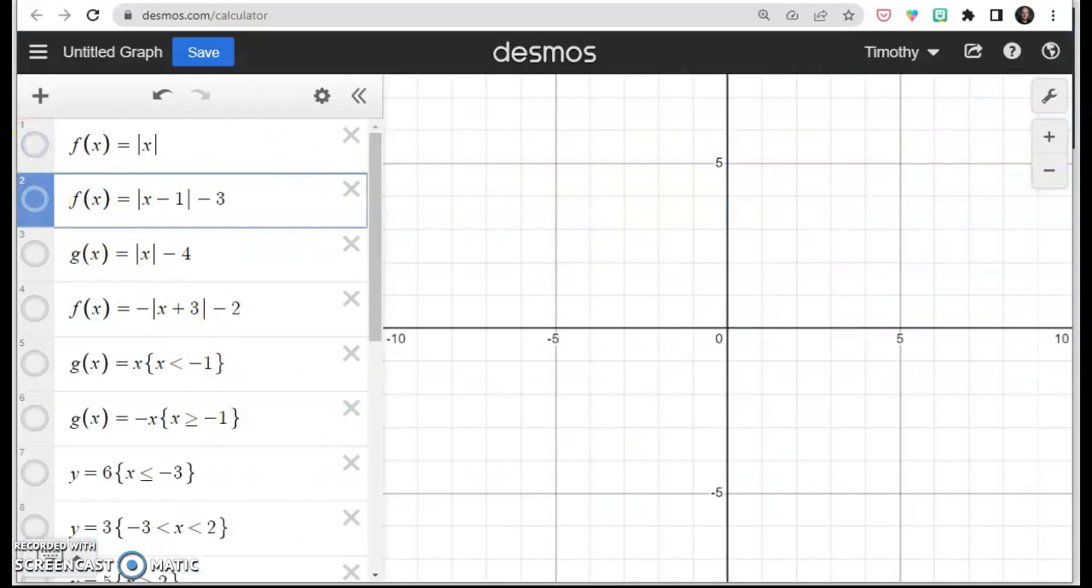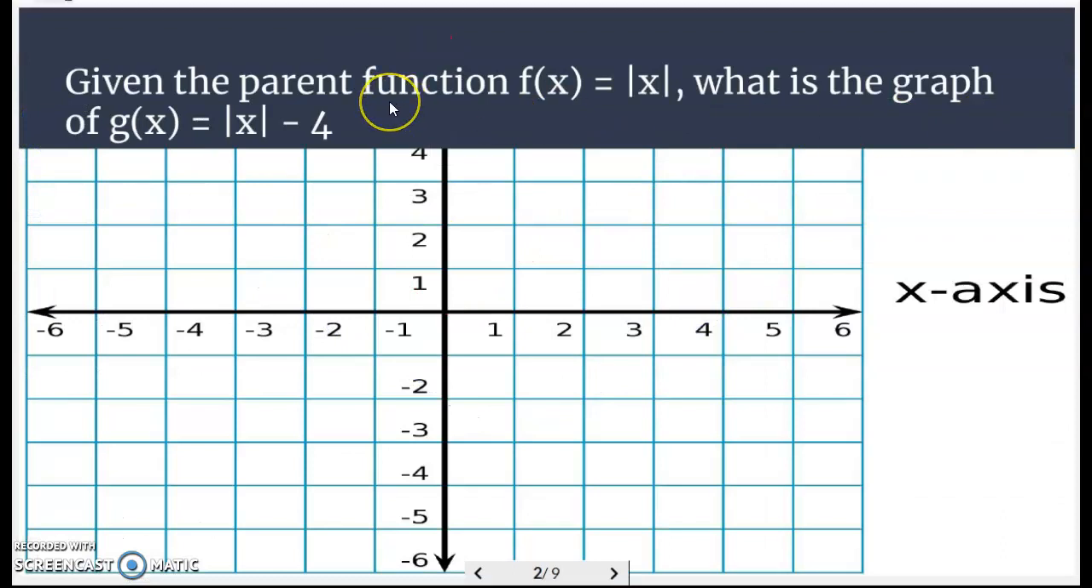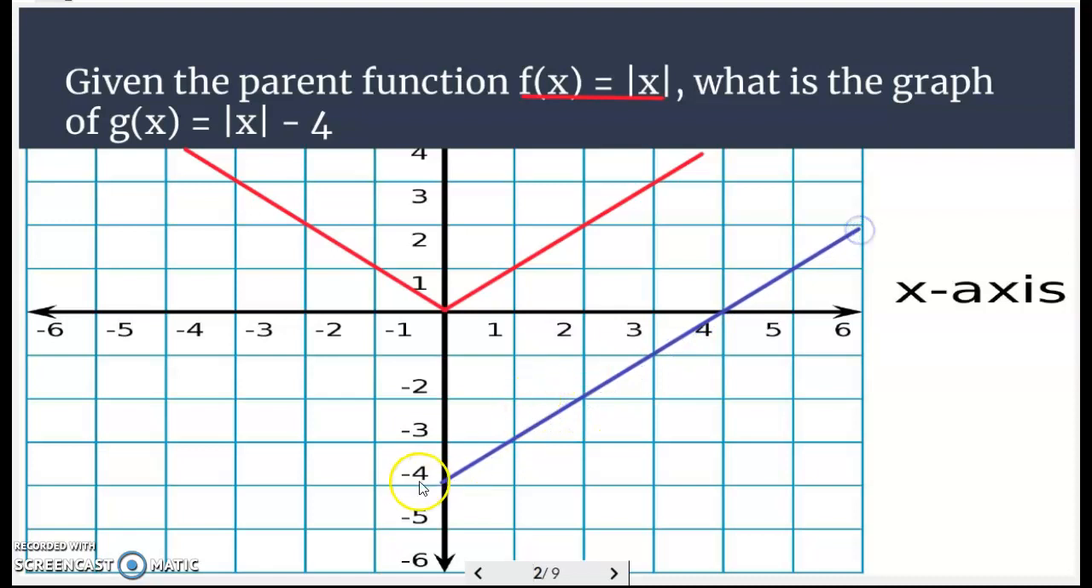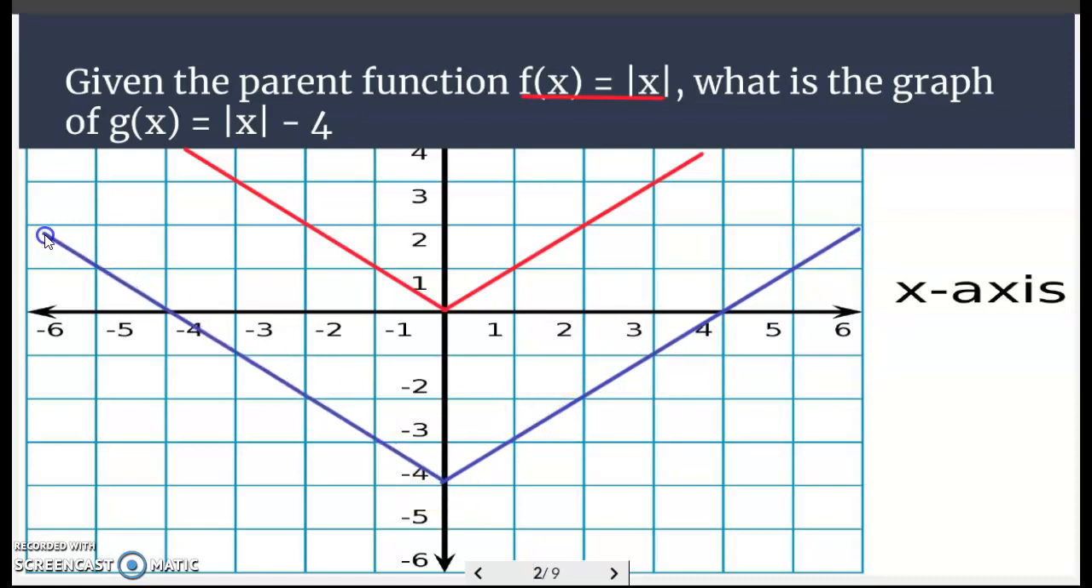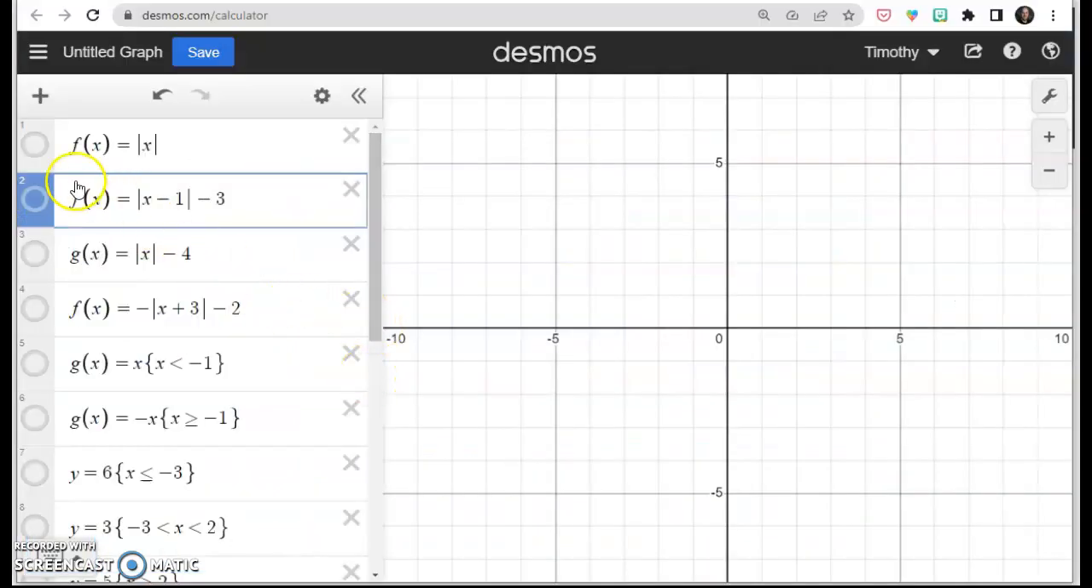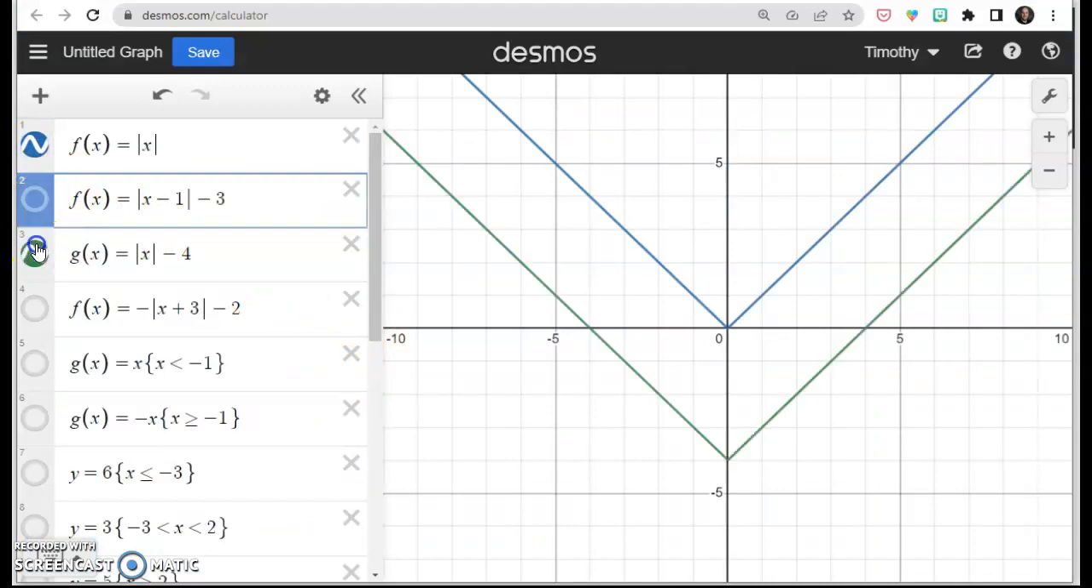Alright, moving on. Let's look at this one here. Given the parent function f of x equals absolute value of x, what is the graph of f of x equals absolute value of x minus 4? It's kind of the same idea here. Let's put the original right here. This is f of x equals absolute value of x. But then if we were to have a minus 4 on the end of the function, same thing, just shifted down 4. And we can see that on Desmos as well. Again, here's the original, and then we shift it down 4.